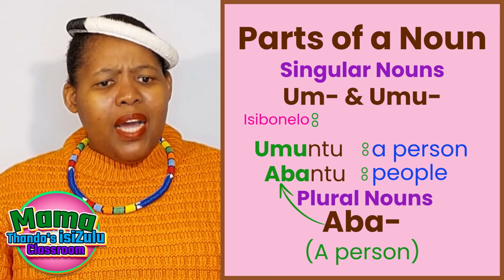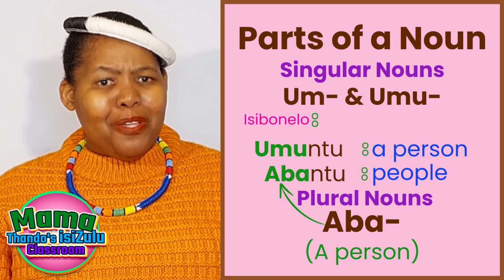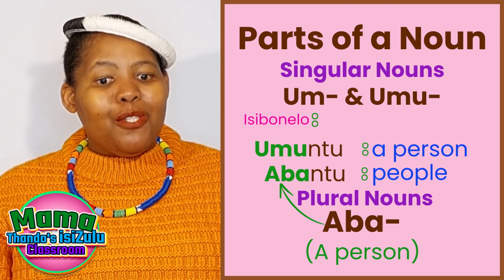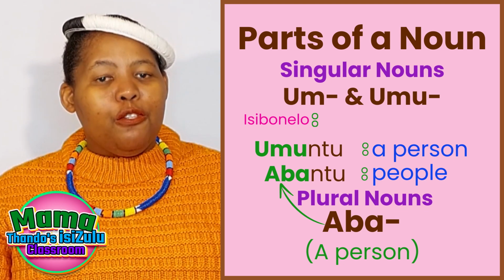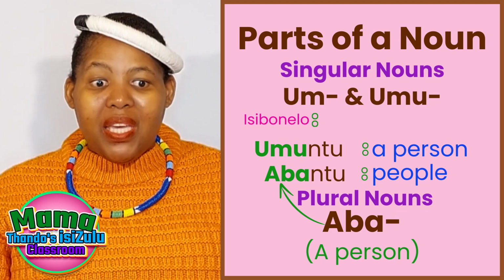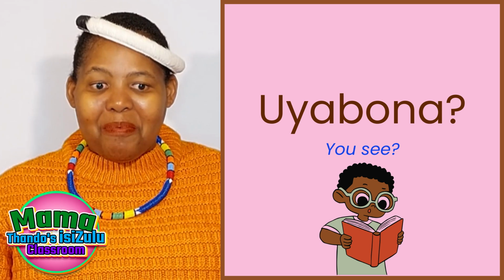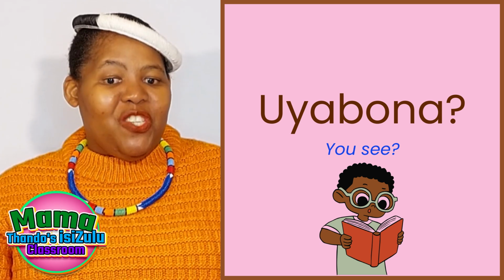Look at the noun now, mngani. This is a word you know already. Abantu. Abantu are people. Uyabona? You did it before I even finished it, didn't you?